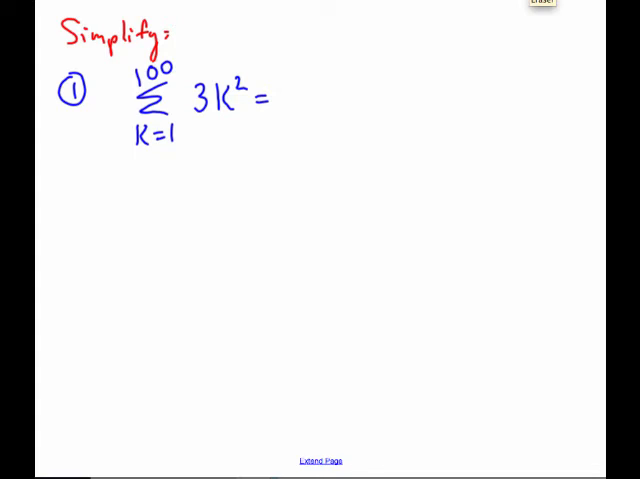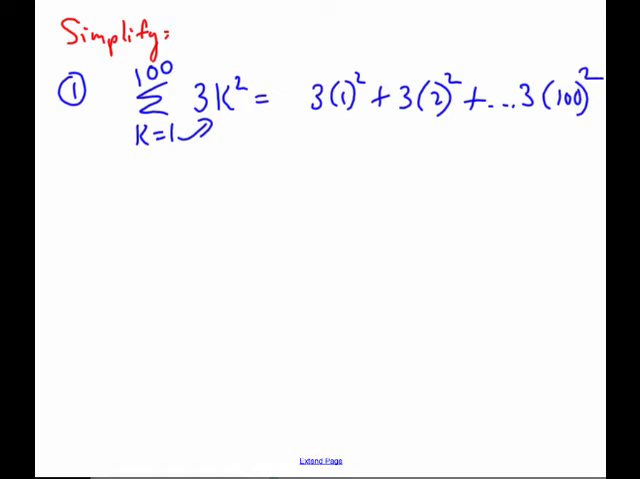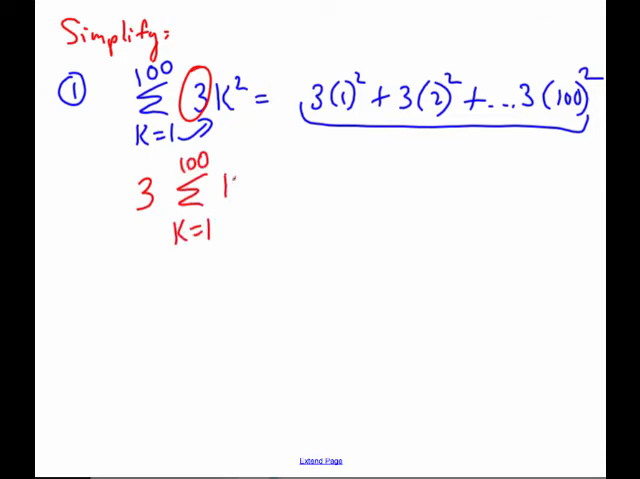I want to simplify this expression, which, if I think about it, just means the numbers as follows. Plugging in 1, I would get 3. Plugging in 2, I would get 3 times 2 squared. And plugging in 100, I would get 3 times 100 squared. So I want to know what all of this adds up to, without actually having to write out all the terms and figure that out. So applying my properties, one thing I could do is pull the constant out front. So I could write 3, the sum as k goes from 1 to 100 of k squared.